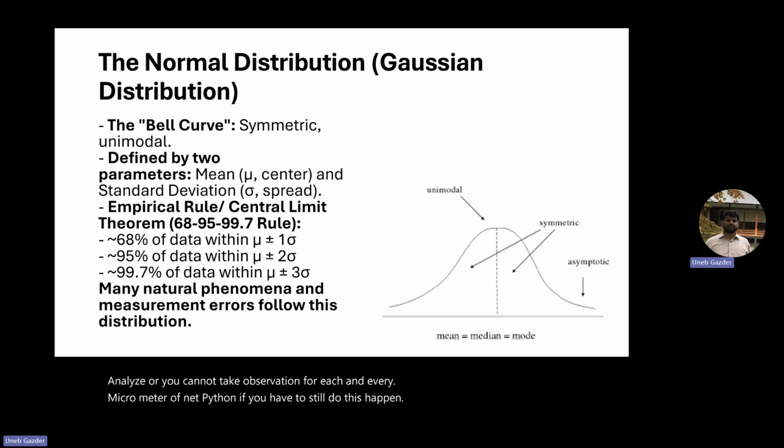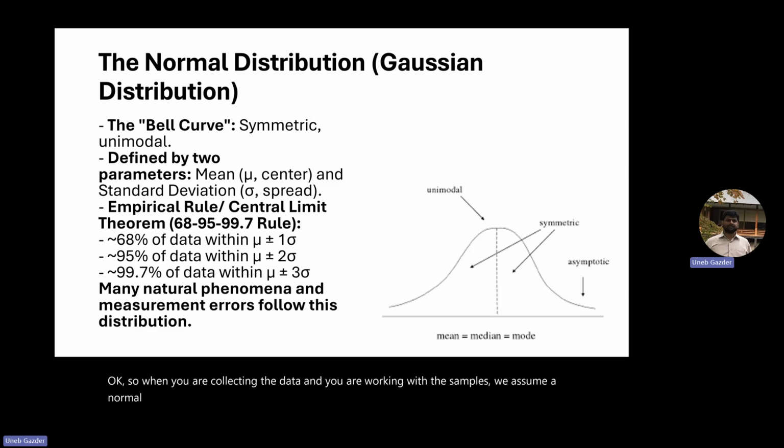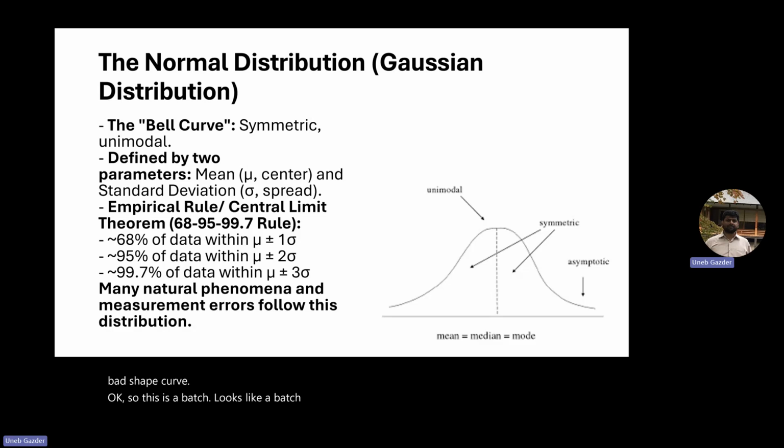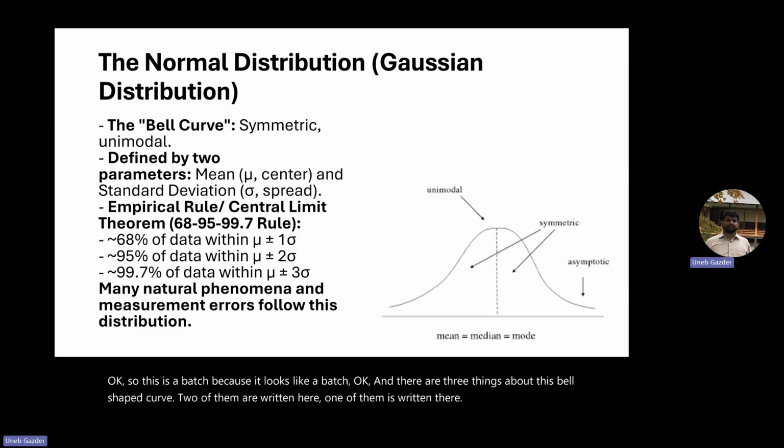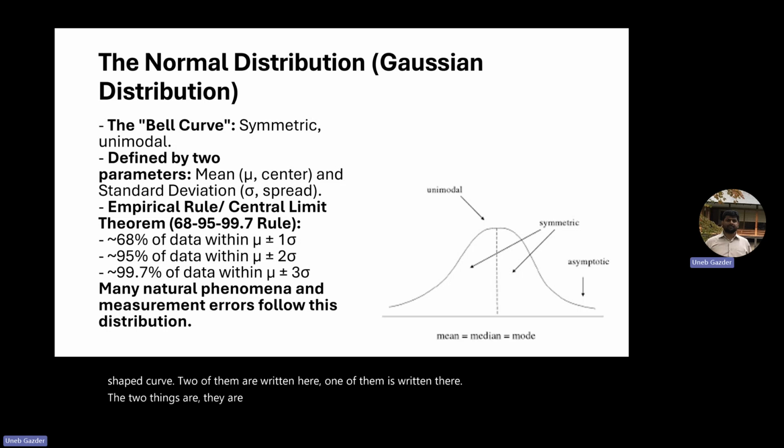When you are collecting the data and working with samples, we assume a normal distribution, which is also called a Gaussian distribution. It is characterized by a bell-shaped curve, because it looks like a bell. There are three things about this bell-shaped curve. Two of them are written here, one of them is written there. The two things are: it is symmetric and unimodal.